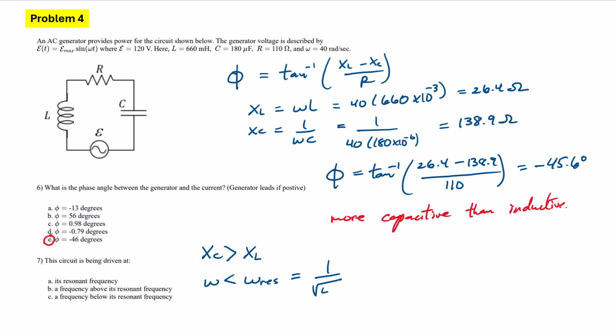It's just 1 divided by the square root of LC. Just substitute our numbers and you should get something like 91.7 radians per second for the resonant frequency. But we're clearly operating below that, at 40 radians per second. Okay, so that one is pretty straightforward. It's below its resonant frequency.